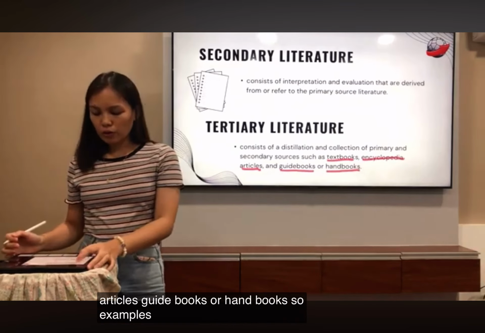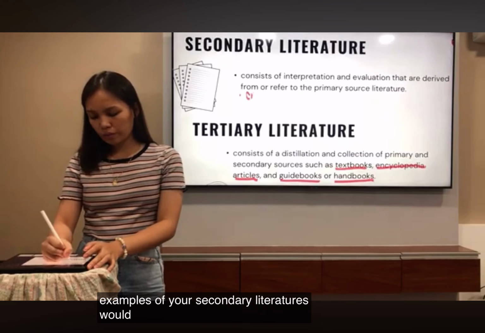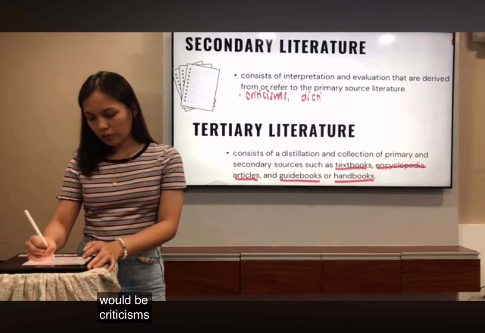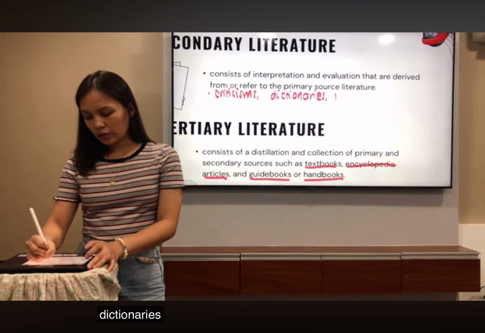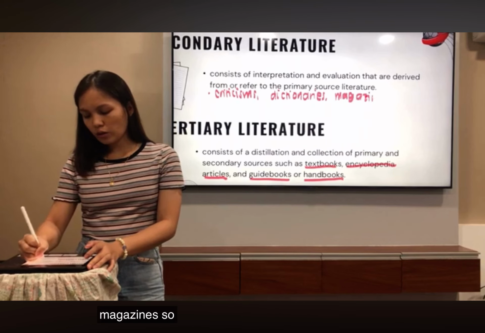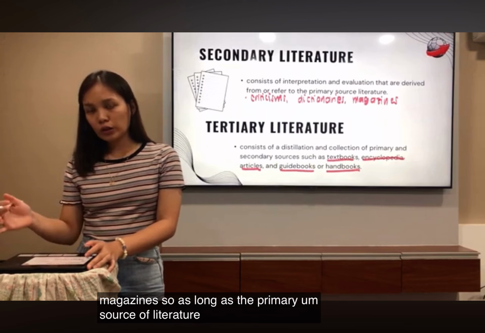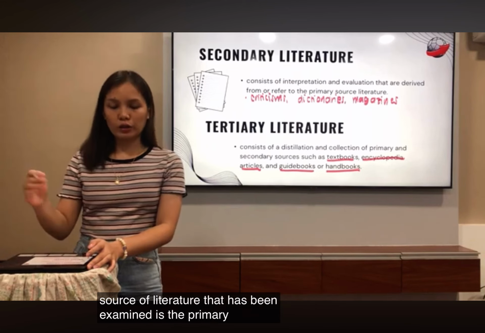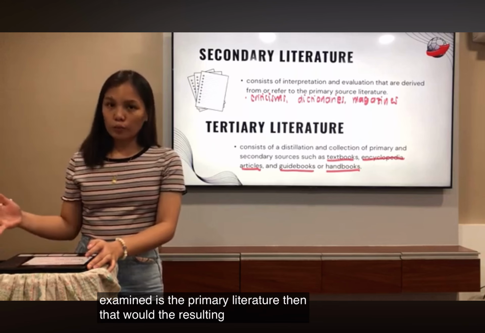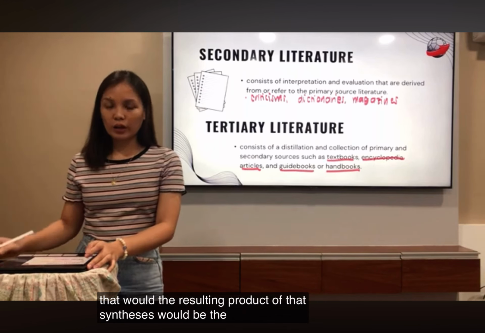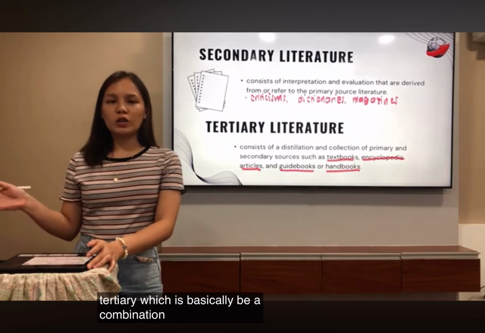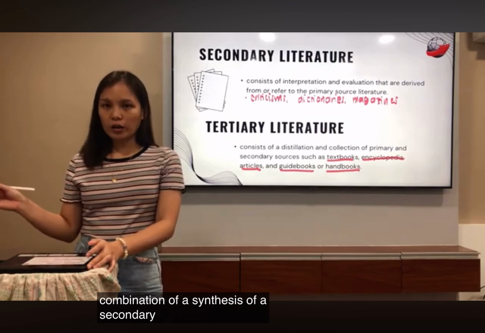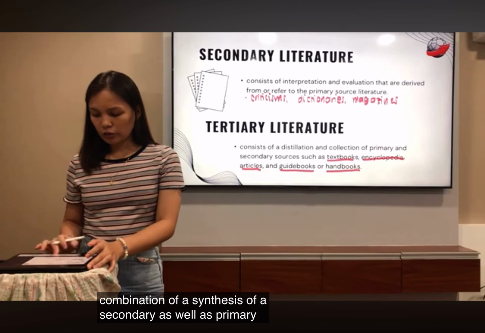So examples of your secondary literatures would be criticisms, dictionaries, magazines, etc. So as long as the source that has been examined is the primary literature, then the resulting product of that synthesis would be the secondary literature. And then tertiary would just basically be a combination or a synthesis of secondary as well as primary literatures.